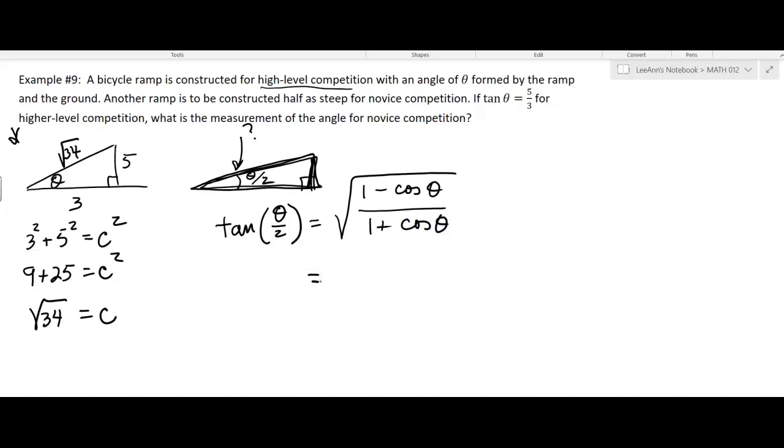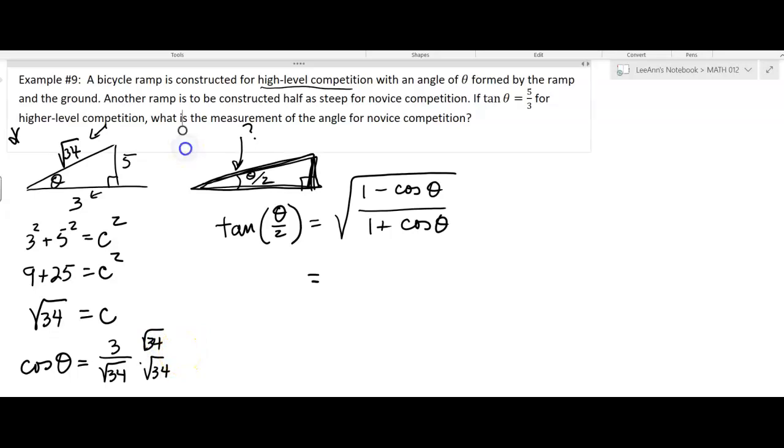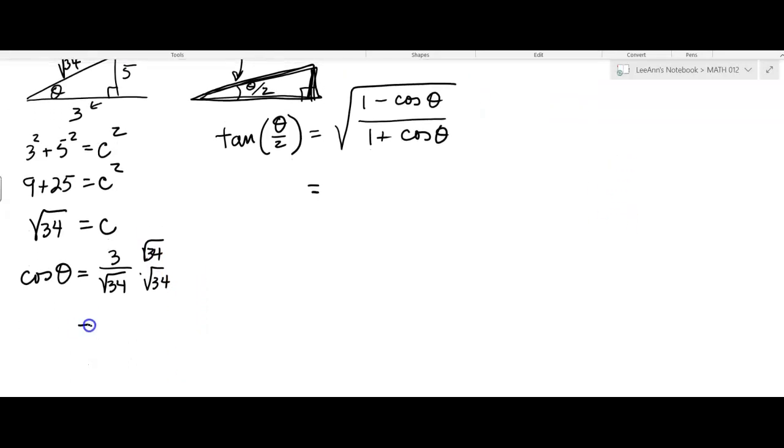Okay, now, do I know the cosine of theta? Yeah, because I've got the adjacent and I've got the hypotenuse. So the cosine of theta is equal to 3 over the square root of 34. Now, I would rationalize that. So I'm going to rationalize it. And I'm going to get, let me scroll this up so I have a little more room. Okay, 3 times the square root of 34 over 34. Now, I'm sure there's other ways you could do this, but this is the way I'm choosing to do it.